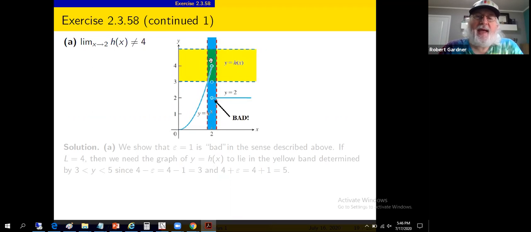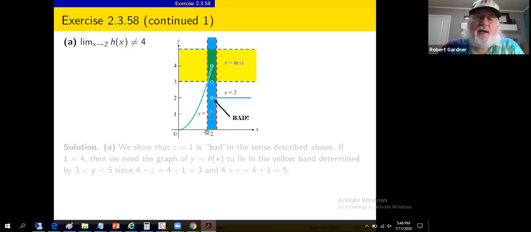Well, it's got that big gap in it, so I say, let's take epsilon equal to 1. If I take epsilon equals 1, we're trying to show the limit's not 4, so we'll go down from 4 to 3 and up from 4 to 5. So we're looking at a band that runs from 3 to 5, 1 unit above and below 4. Okay, now what we're going to do is get close to 2.